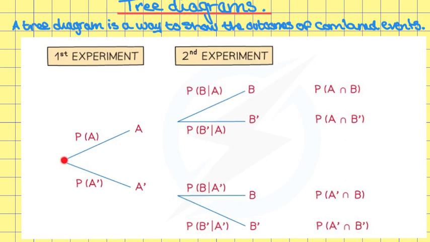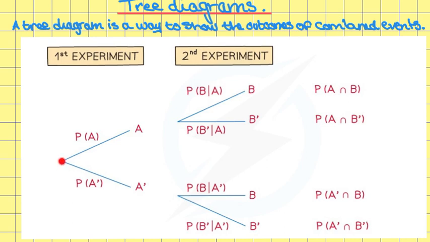If you go along this branch, you get the probability of A. Along this branch, you get the probability of not B given A, and that gives you the final combination of the probability of A and not B. If you go along this branch, you get the probability of not A. Along this branch, you get the probability of B given that not A has happened. That gives you a final outcome of the probability of not A and B.